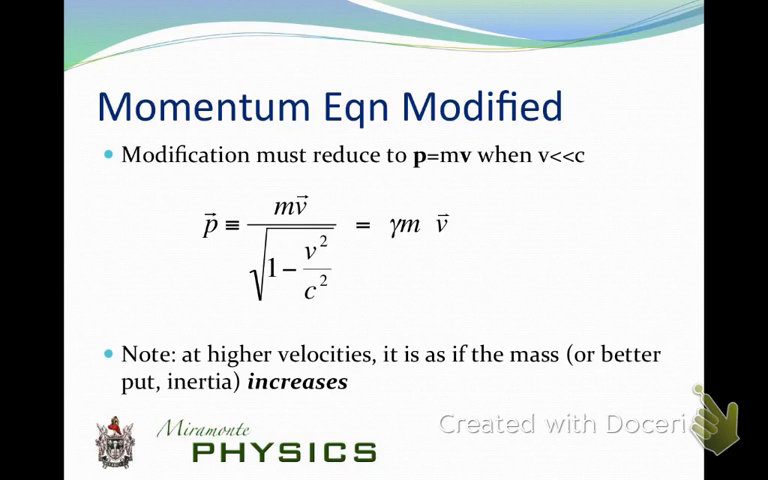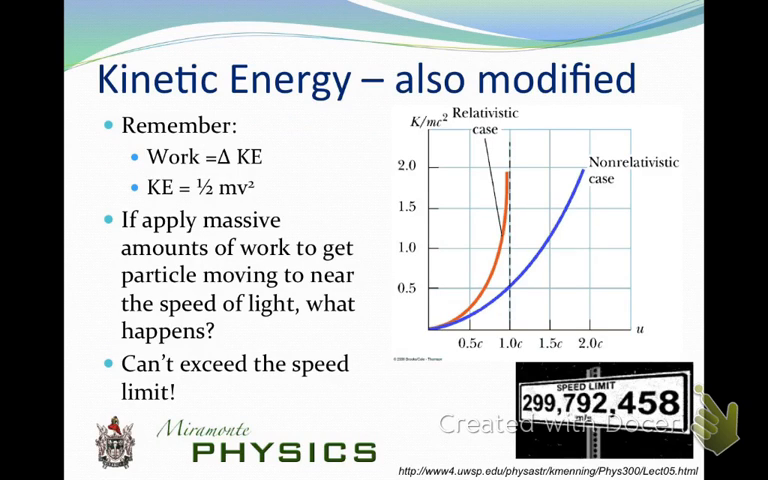Note that at higher velocities, it's as if the mass, or better put, the inertia, increases. So take a look at this. Remember, work is equal to delta KE. If you apply massive amounts of work to get a particle moving to near the speed of light, what happens? This would be what you would expect: the curve for applying force over distance, you get an increase in energy. But this is what has to actually happen, because this represents the speed of light. The more force, the more energy, the more work you do, you cannot get it to go any faster. All you can get it to do is to get more momentum. So you can't exceed the speed limit.